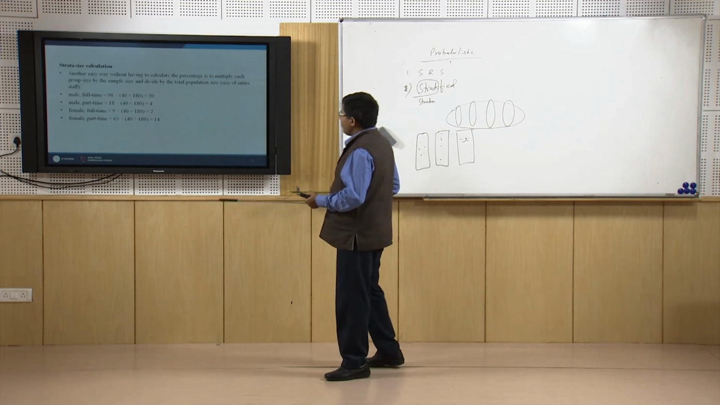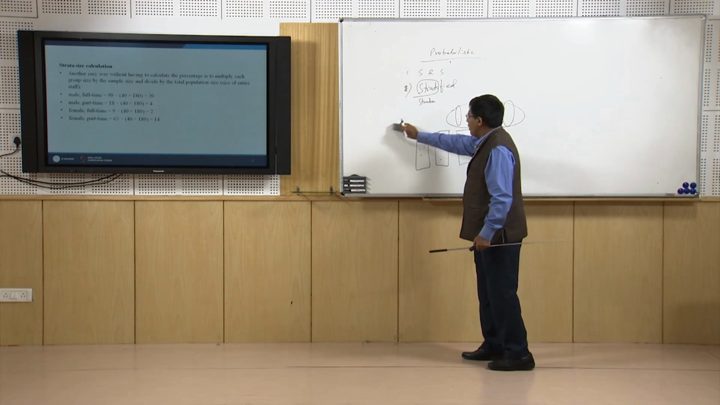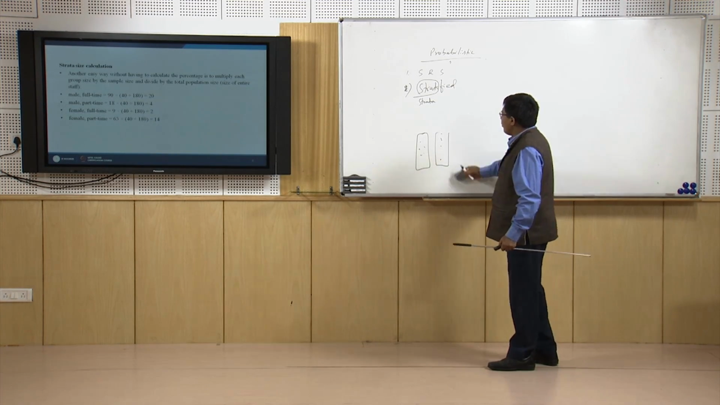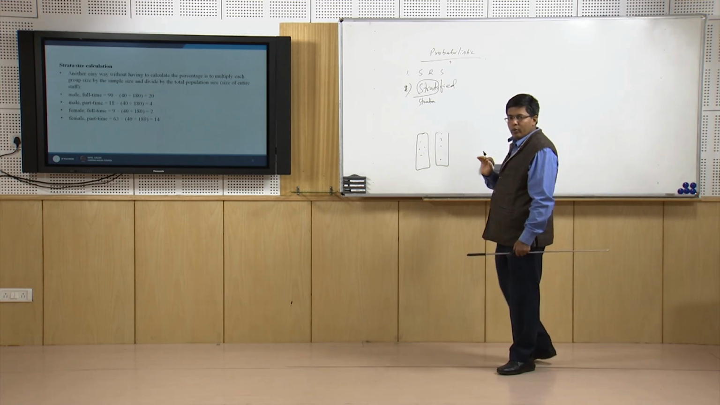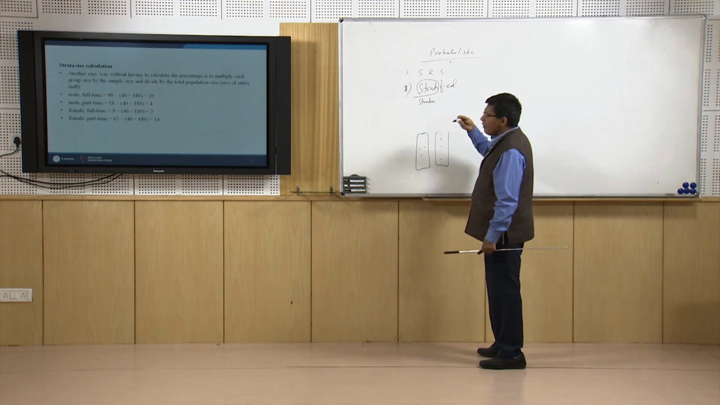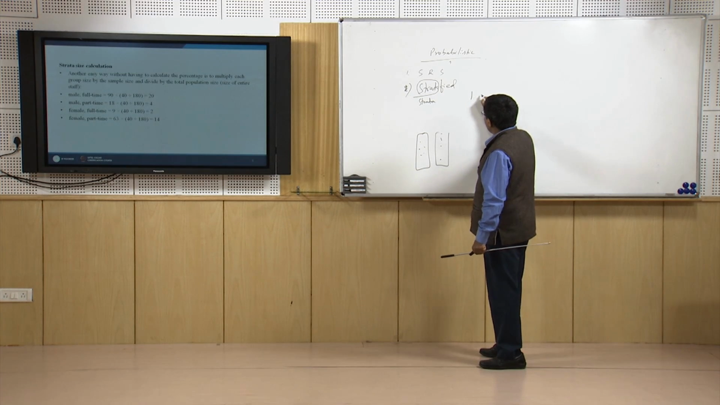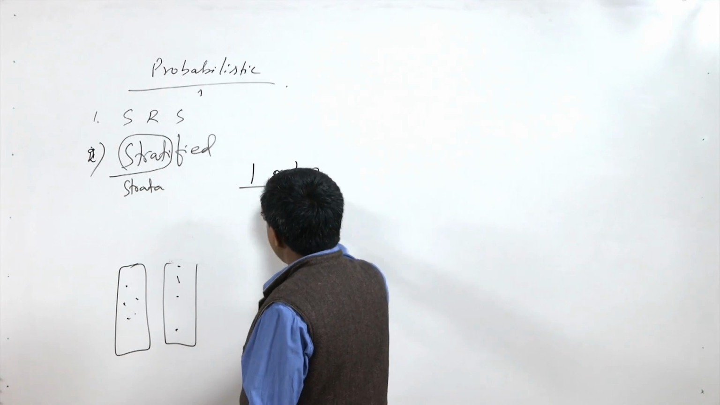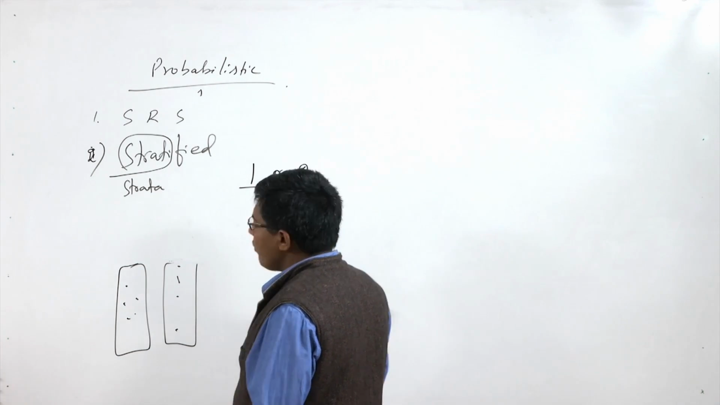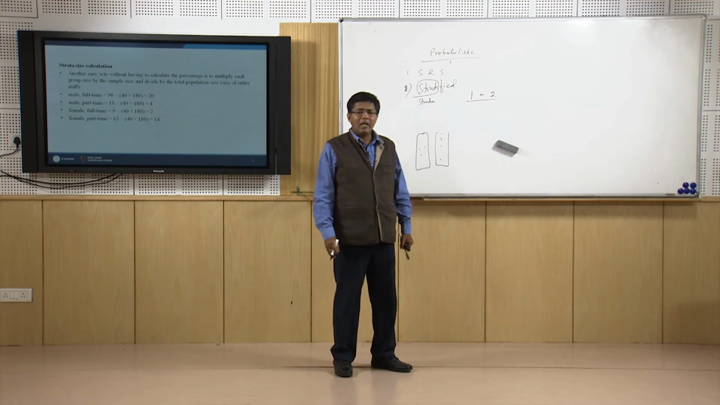But let me tell you, something I have missed out as a slide: when you do stratified sampling, please keep in mind, do not take too many variables. Generally we consider the demographic variables. It should be only 1 or 2 variables. If you take more than that to create your strata, then it becomes highly complex.